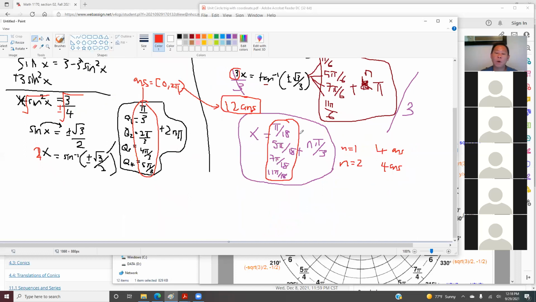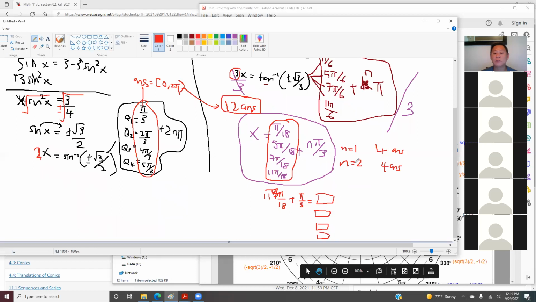Okay. So for n equals 1, you just take pi over 18 plus pi over 3. That will be the first answer. Then you do 5 pi over 18 plus pi over 3; that will be your second answer. Then 7 pi over 18 plus pi over 3; that will be your third. And then 11 pi over 18 plus pi over 3; that will be the fourth. So this is for when n is 1. And then when n is 2, you will do pi over 18 plus 2 pi over 3.